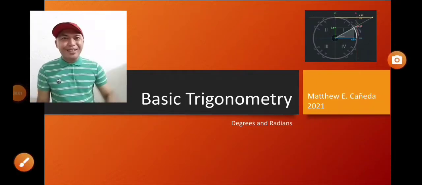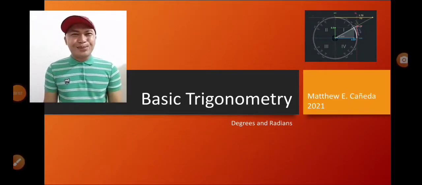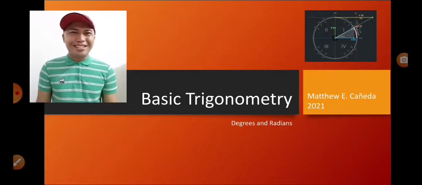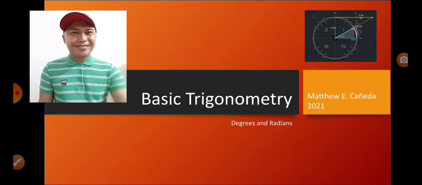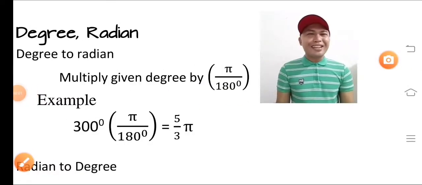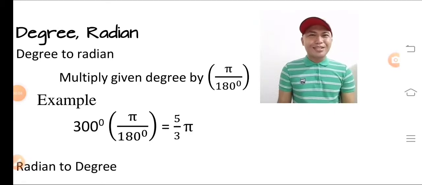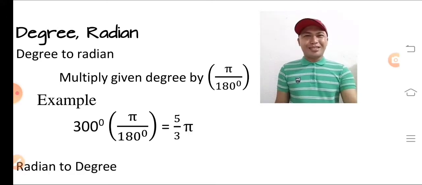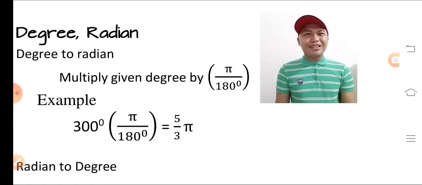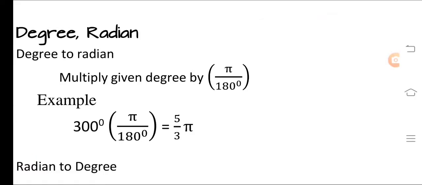Hello everyone! Our objective in this video is to write degrees into radians and radians into degrees. In writing degrees into radians, you have to remember that any given degree will be multiplied by pi over 180 degrees.